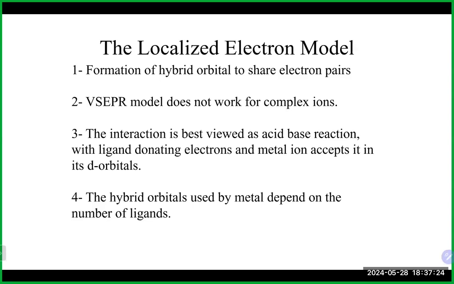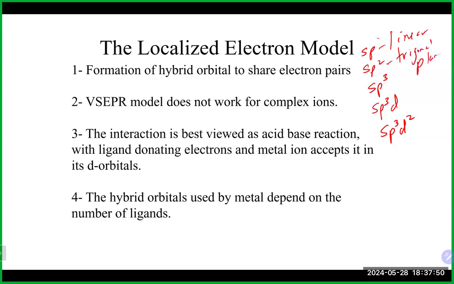So the formation of hybrid orbitals to share electrons, you remember hybrid orbitals, that's a little sp, sp2, sp3 action, a little sp3d, sp3d2. These correlate to certain geometries like linear, right? Trigonal planar, tetrahedral, triangular bipyramidal, and our octahedral, right?